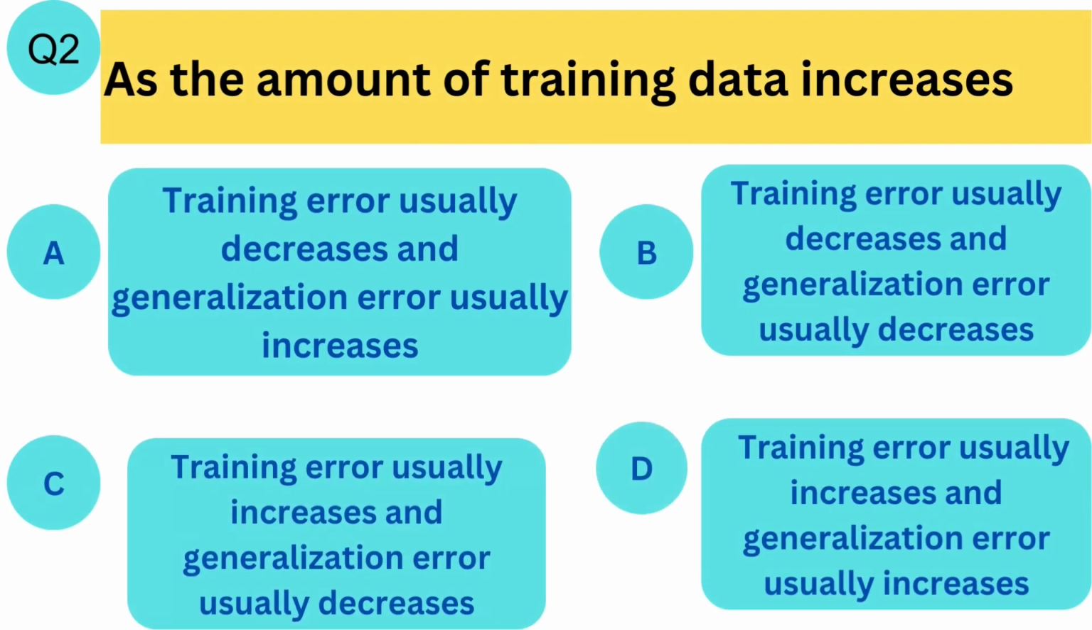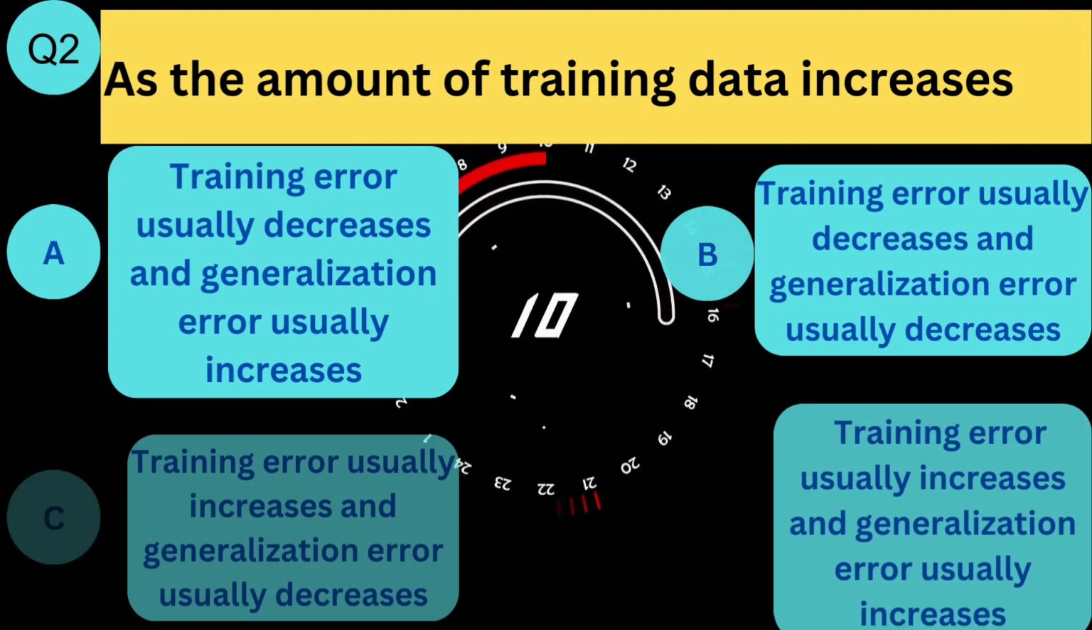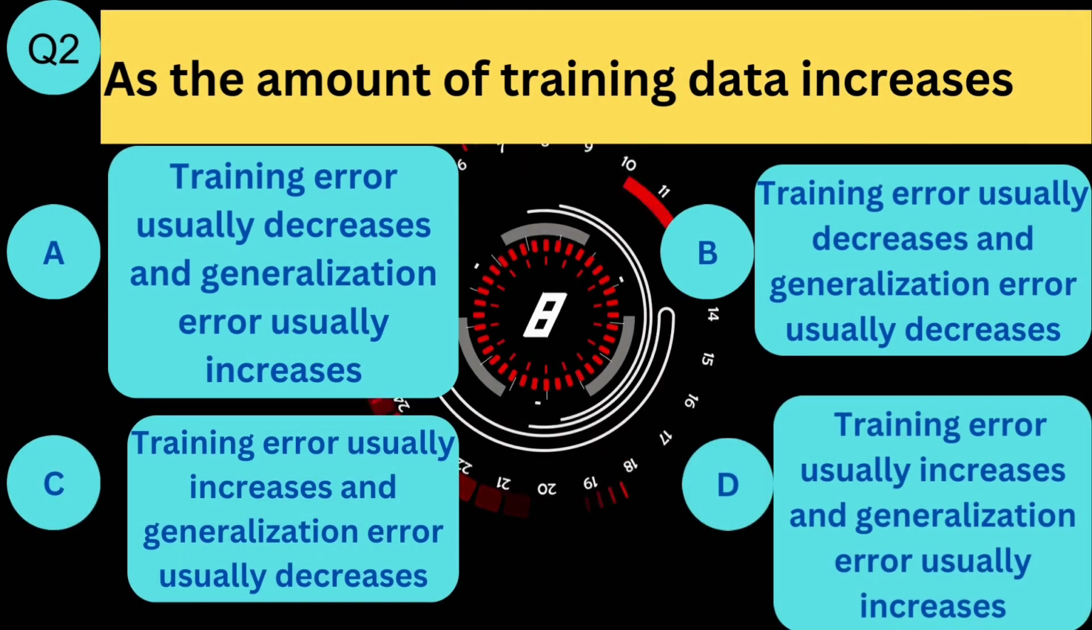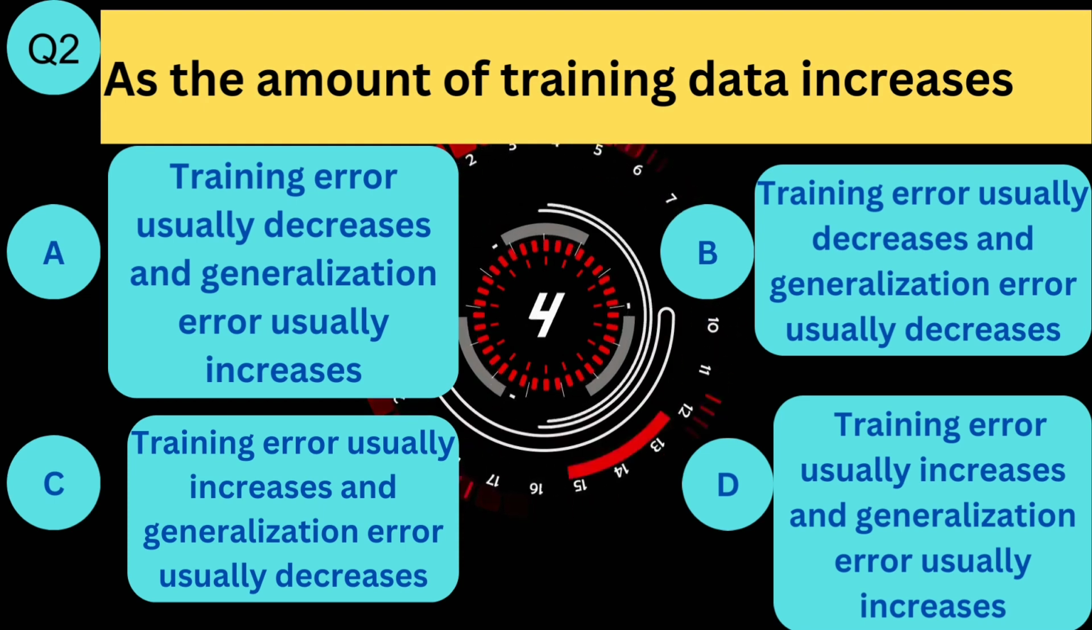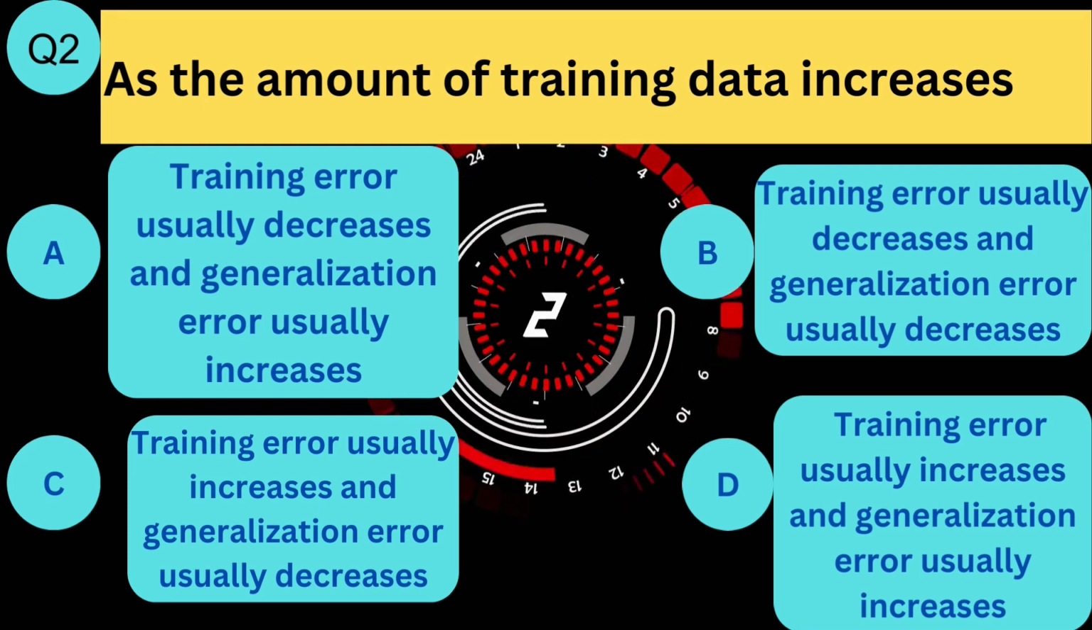Question 2. As the amount of training data increases, A. Training error usually decreases and generalization error usually increases. B. Training error usually decreases and generalization error usually decreases. C. Training error usually increases and generalization error usually decreases. D. Training error usually increases and generalization error usually increases.